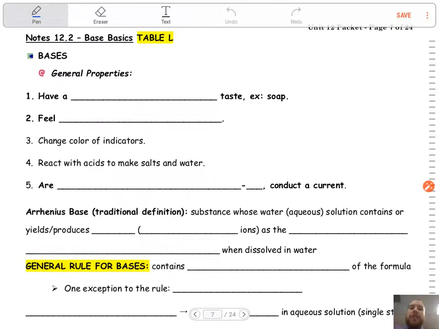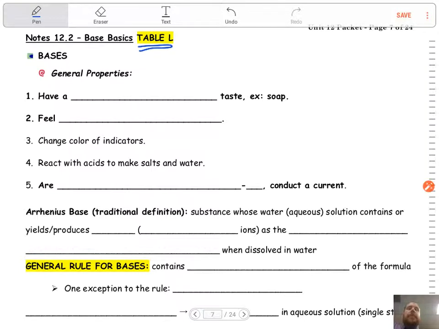So again, flashcards are going to be a great tool for you to keep track of the different properties. You need to know the general properties. You need to be able to kind of know the general rules. So utilize those techniques. If you need flashcards, ask me. I have plenty of index cards that I can give to you so that you guys can keep track of those. So 12.2 base basics, general properties of bases.